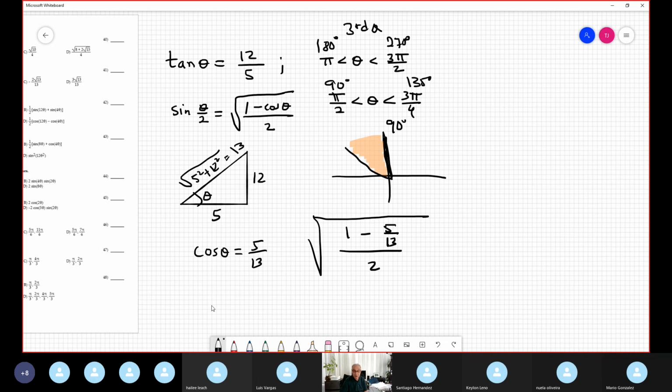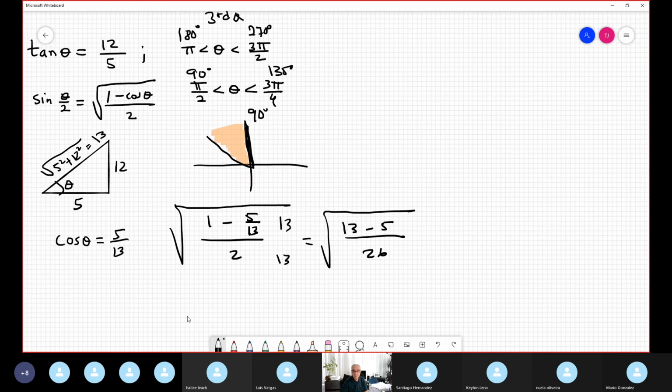Well, in this case, let's do the same procedure. There are many ways to fix it. However, you multiply by 13 here and 13 here, because my goal is to eliminate the fraction. 13 minus 5 divided by 26. 13 minus 5 is 8, no? It's 8.